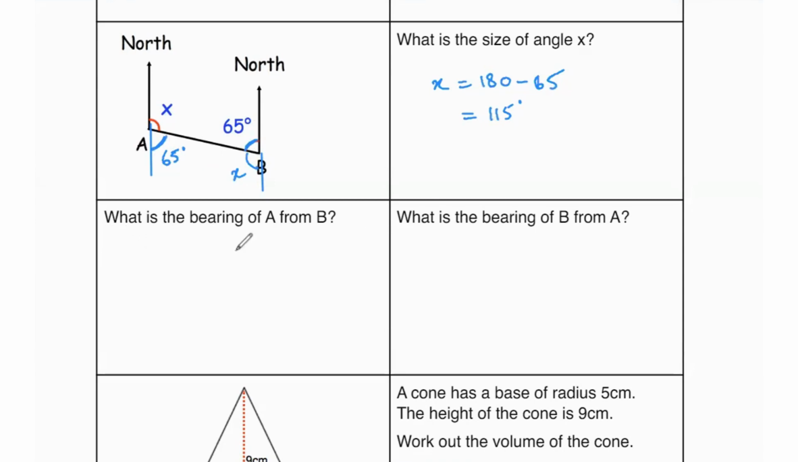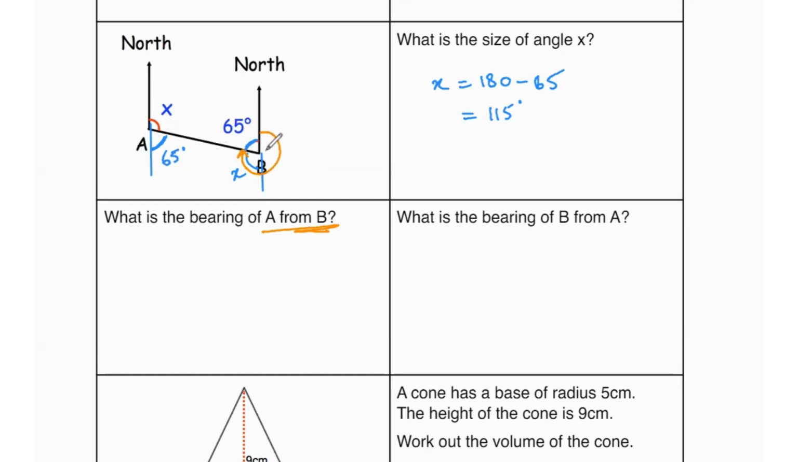Next, it says, what is the bearing of A from B? So bearing of A from B is going to be this entire thing. Why? Because the bearing is measured from the north and it goes till the line which connects the points A and B. So when we start measuring from the north, this is the line that connects A and B. And since it says what is the bearing of A from B, we're going to measure the angle from B. So this is the entire bearing of A from B.